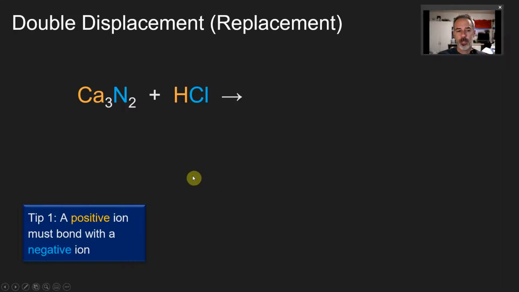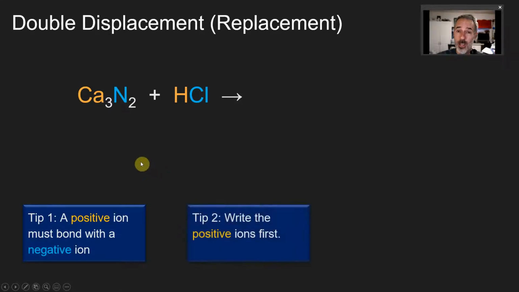So how do we predict products here? Well, we need to be careful about what gets swapped. So generally what I do is I write the positive ions first. So I'm going to write the calcium and the hydrogen on the other side. I'm going to space them out by a plus sign and give myself quite a bit of room. But I write those two first. The reason I do that is I set them up to accept a partner. And now I know I won't accidentally get the calcium and the hydrogen together, because they're both positive and we can't do that.